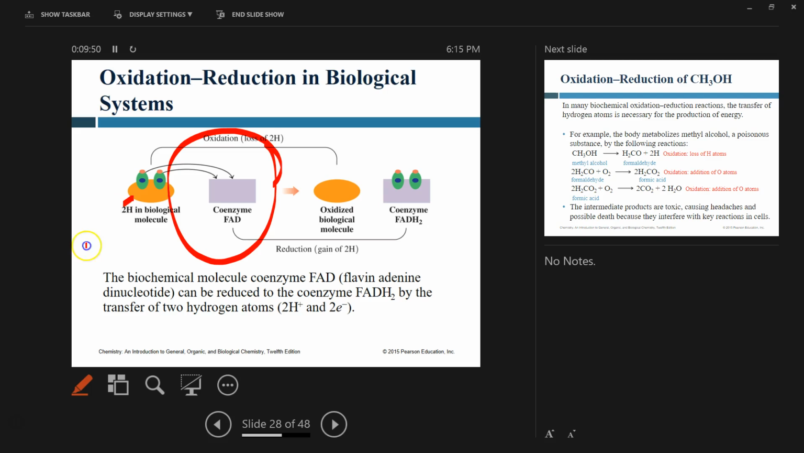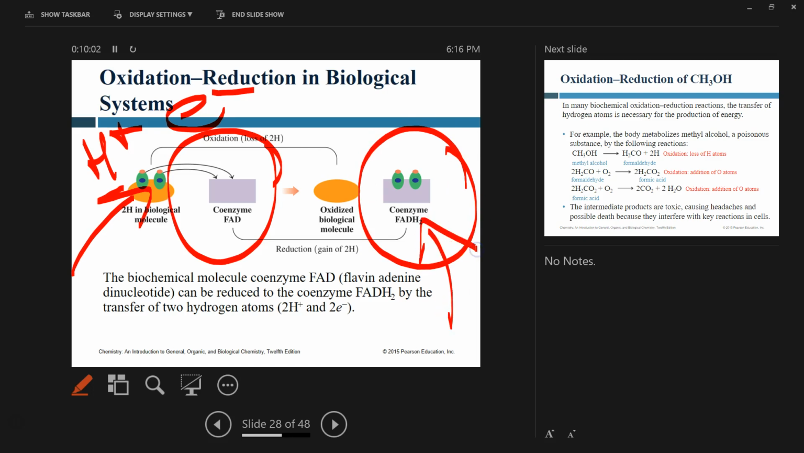FAD acquires 2 hydrogen ions and 2 electrons and becomes reduced. Does that make sense? FAD acquires 2 electrons. Electrons are negatively charged. Does that make sense? 2 hydrogen ions that are positively charged to balance out the charges. And that produces the reduced form of coenzyme.